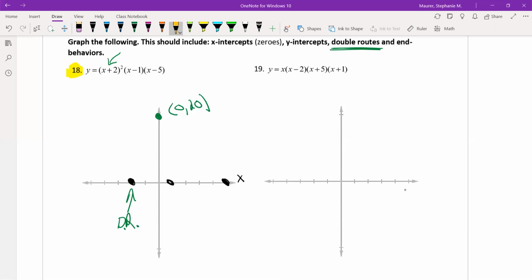Next up is the end behaviors. And again, the end behaviors might be something you have to refer back to in your notes. But as a little reminder, the degree determines the left side. Okay, so degree determines the left side.